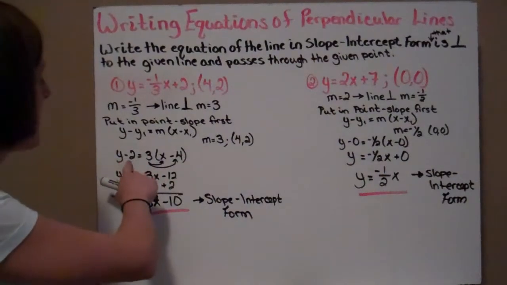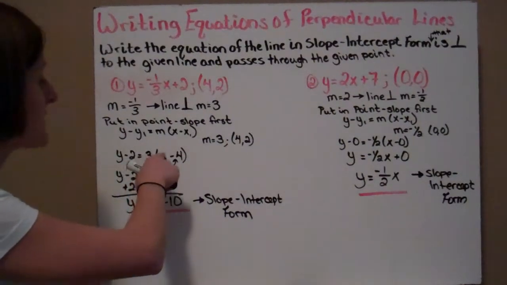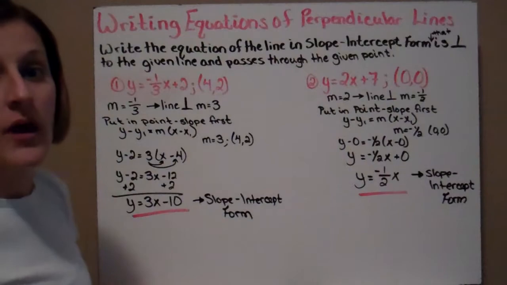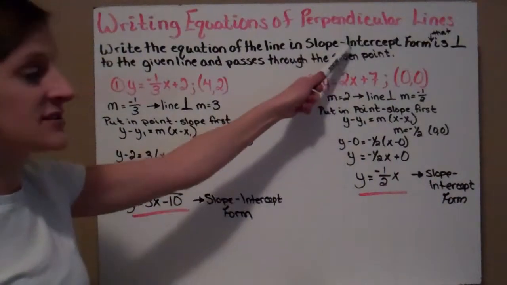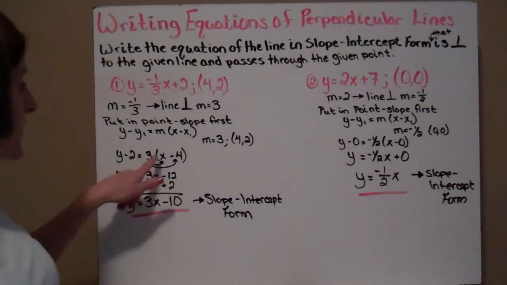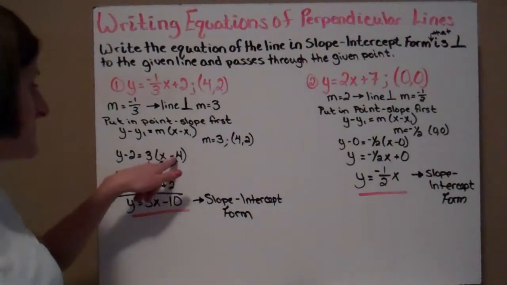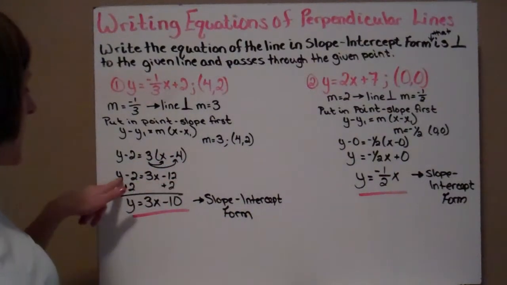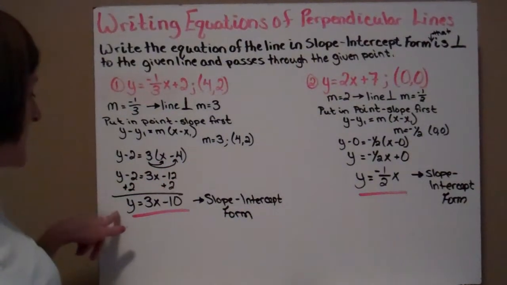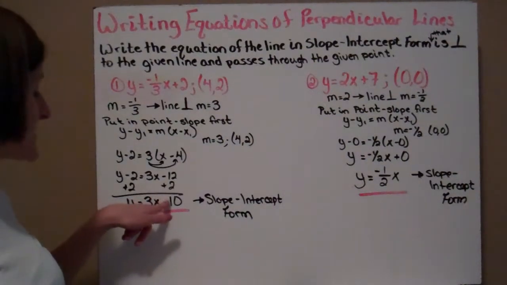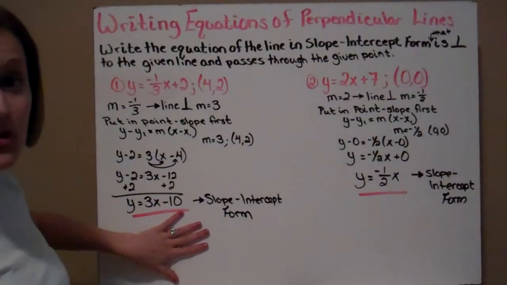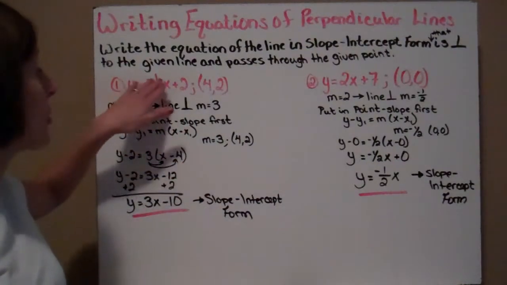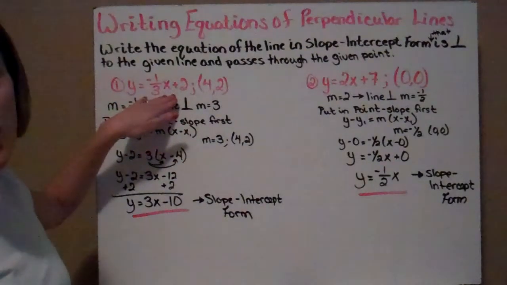I'm done. I take this information and this point down here and put it in point-slope form. So I get y minus 2 equals 3 times x minus 4. Now we're going to put it in slope-intercept form. 3 times x is 3x. 3 times minus 4 is minus 12. Then I'm going to add 2 to both sides to get y equals 3x minus 10. This is slope-intercept form. This line is going to be perpendicular to my first line.